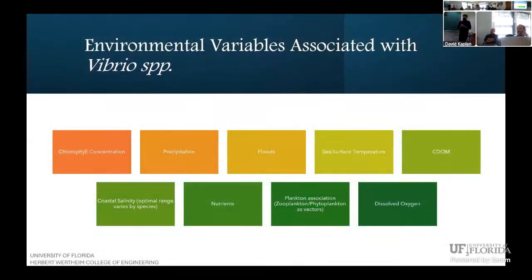Now, in order to switch from the reactive to the proactive approach, we need to understand what environmental variables have been linked with these bacteria, with Vibriosis. These are some of the variables that have been used by various researchers in the past, which include chlorophyll concentration, precipitation, floods, sea surface temperature, colored dissolved organic matter, salinity, nutrients that include nitrate, phosphate, silicates, phytoplankton, zooplankton, and dissolved oxygen.